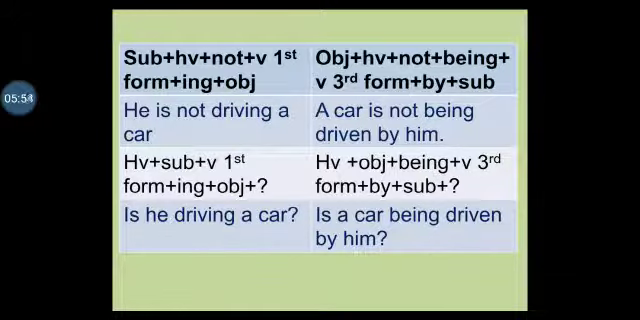In the interrogative sentences, helping verb plus subject plus verb first form plus ing plus object plus question mark. Is he driving a car? In the passive voice, helping verb plus object plus being plus verb third form plus by plus subject plus question mark. Is a car being driven by him?